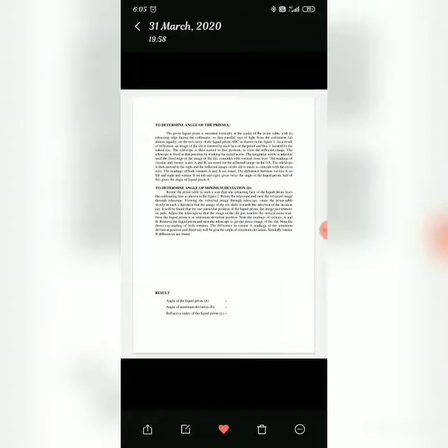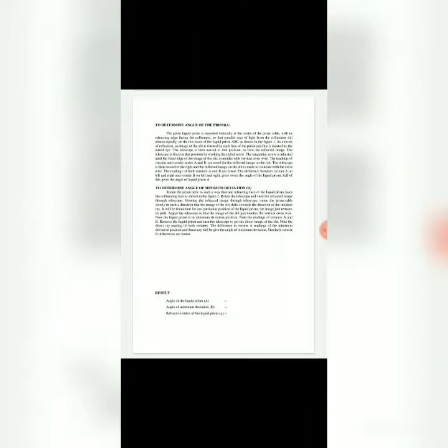After doing the angle of prism, you should find the angle of minimum deviation. Rotate the prism table in such a way that one refracting face of the liquid prism faces the collimating lens, and rotate the telescope and view the refracted image through the telescope. Viewing the refracted image through the telescope, rotate the prism table slowly in such a direction that the image of the slit shifts towards the direction of the incident ray.